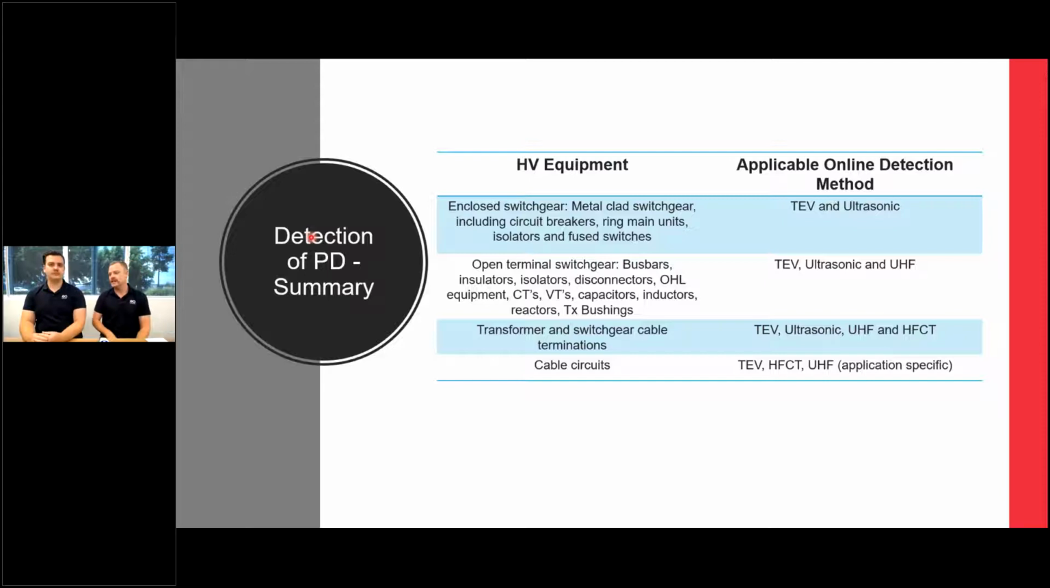Now, cable terminations. When we have cable terminations, that can either be on transformers or switchgear or wherever those cable terminations are. Again, we can use TEV for looking for the internal stuff, ultrasonic for looking for surface tracking. When those terminations are exposed, as in you've got a direct line of sight between you and it, we can use UHF antennas, and we can also use HFCTs if you can clip them around the screens of those cables. Now, underground high voltage cable circuits, we can use TEV, the HFCT, or we can use the UHF antenna if we have a clear line of sight to that type of asset.